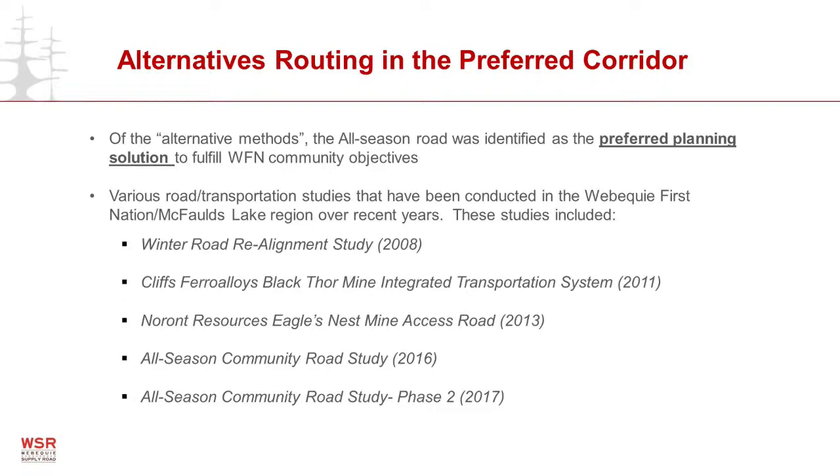These studies included the Winter Road Realignment Study from 2008, the Cliffs Ferroalloys Blackthorne Mine Integrated Transportation System from 2011, the Noront Resources Eagle's Nest Mine Access Road from 2013, the All Season Community Road Study from 2016, which is a very comprehensive study involving four First Nations, looking at connecting them together and ultimately to the provincial highway system. And then there was sort of a phase two of that involving two communities from 2017. So again, a lot of studies have been done in this area.